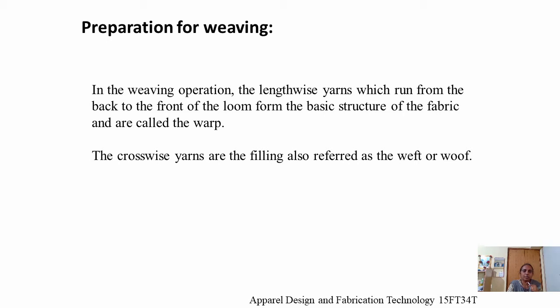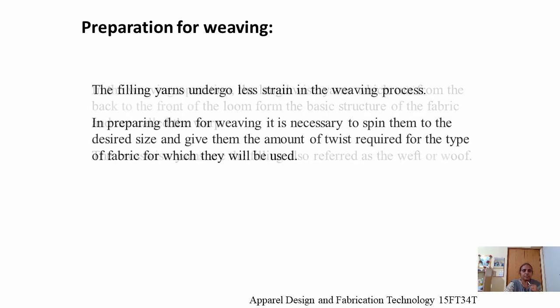So what are the warp yarns? Warp yarns are the lengthwise yarns that pass from the back to the front of the loom, the basic structure of the fabric. The crosswise yarns are the filling, also referred to as the weft or the woof yarns. In the same way, crosswise yarns are known as the filling yarn or the weft yarns.